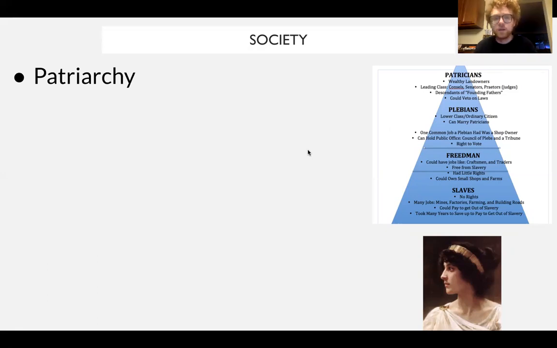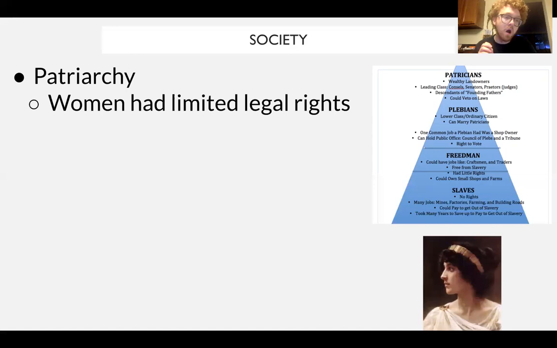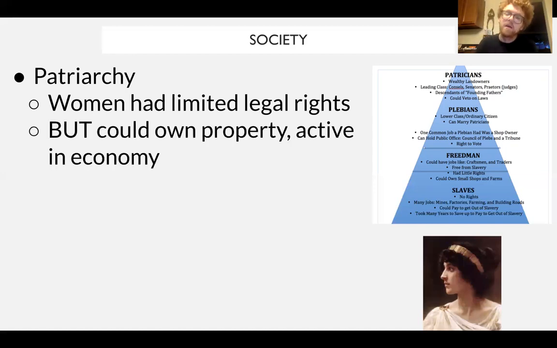In terms of gender relations, there is a patriarchy, much like we see, well, everywhere, essentially, unfortunately. So women are going to largely be excluded from these legal rights guaranteed in the 12 Tables. However, unlike in ancient Greece, women have a lot more say economically because they can own property. They are oftentimes going to take on economic roles.